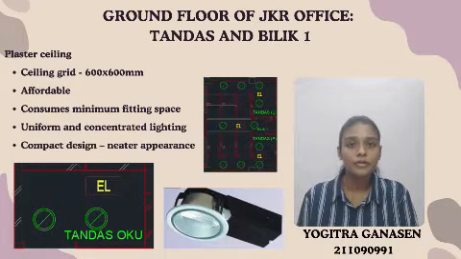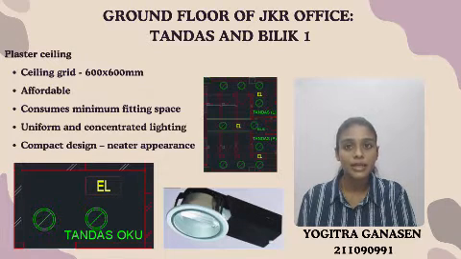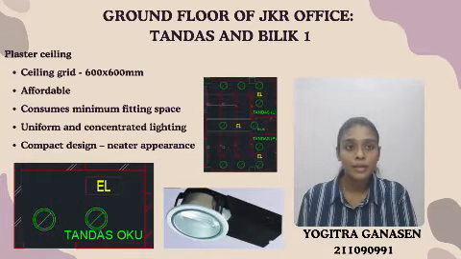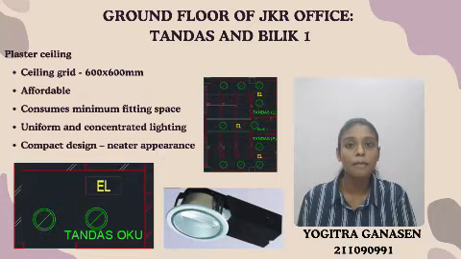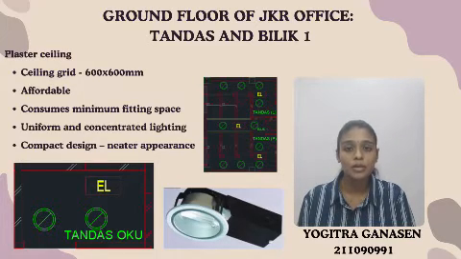The Sheraton Compact Fluorescent Downlight 2 times 18 watt had been used at the spaces such as tandas perempuan, lelaki and OKU and bilik 1. The shielding at these spaces are made of plaster shielding. Each shielding grid of these spaces is 600 times 600 mm. The fluorescent downlights are affordable and consume minimum fitting space compared to the bare batten fluorescent lights. Fluorescent downlight provides uniform and concentrated lighting. The compact design results in a much neater appearance. Therefore, fluorescent downlights have been installed at these spaces.